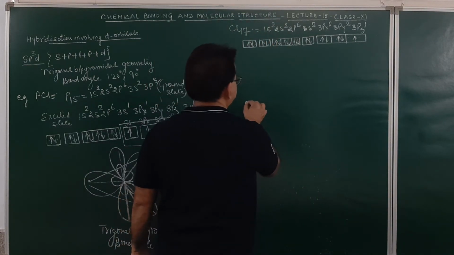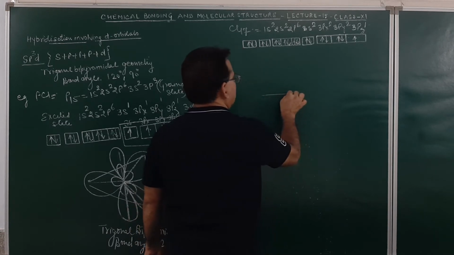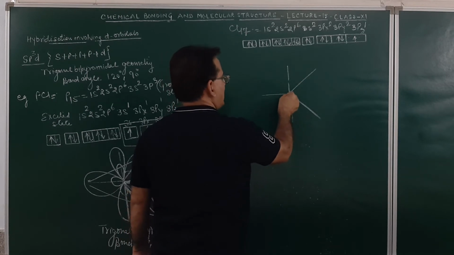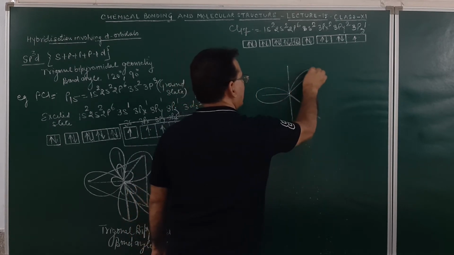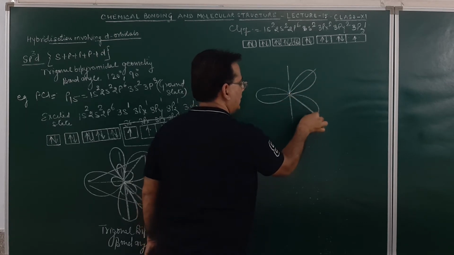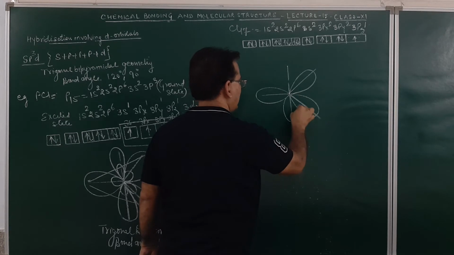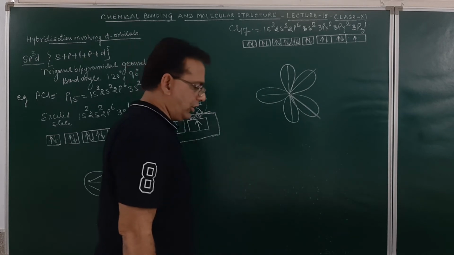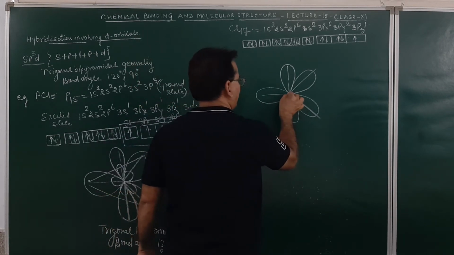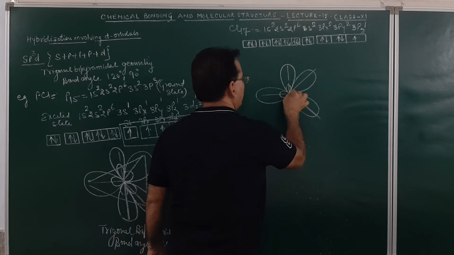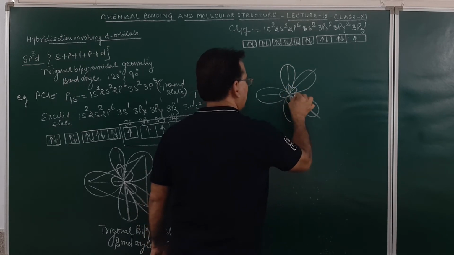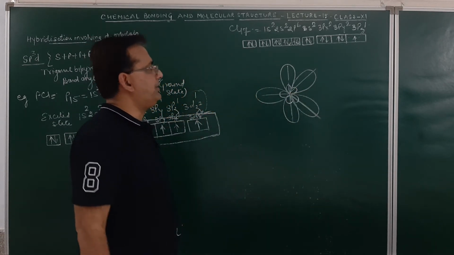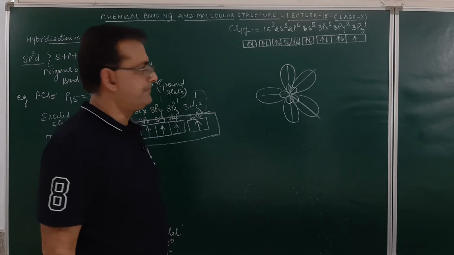Just see over here. These are sp3d hybrid orbitals. This is 1, then 2. This will be the 3rd hybrid orbital, the 4th hybrid orbital and the 5th hybrid orbital. Hybrid orbitals are represented with a larger as well as a smaller lobe: a big lobe, small lobe, big lobe, small lobe and then the small lobe. Is it clear?